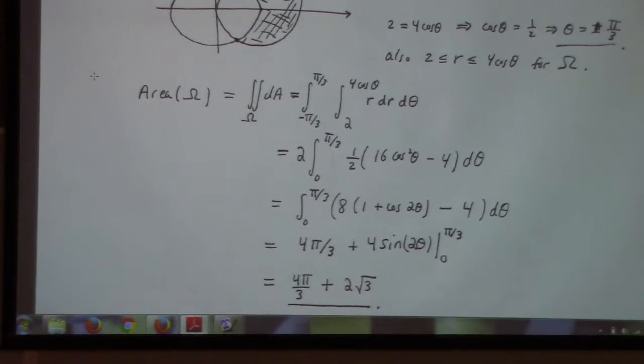Any questions or comments? Concerns, conundrums? Oh, never mind. Okay, you took the 2 out. I was wondering how you got a 4 inside there. Ah.